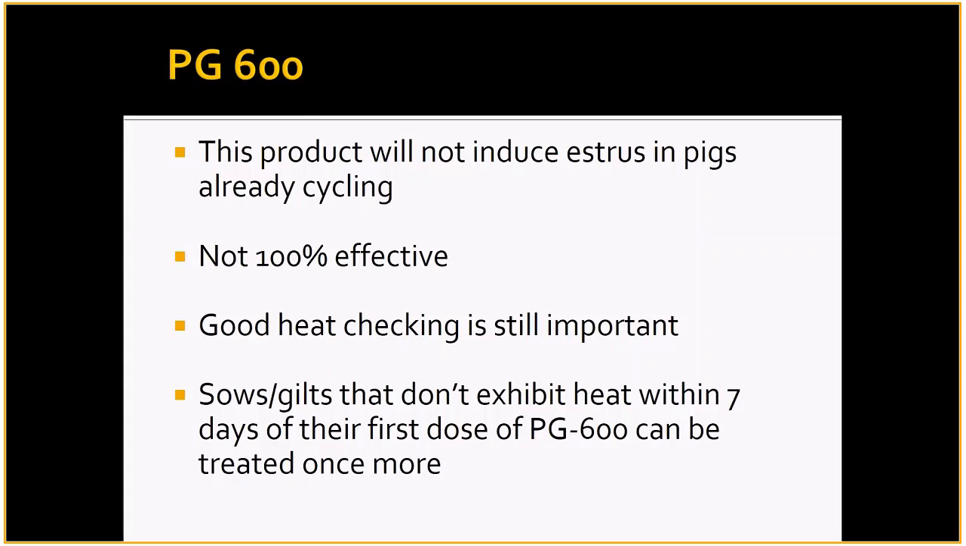Sows or gilts that don't exhibit a heat within 7 days of their first dose, you can retreat them again. I'd say on a commercial farm, usually if you've done that twice and they're still not coming into heat, a commercial farm would cull them. Now, obviously smaller farms, you might let her hang out a little bit longer, but probably bigger farms might do two and done.